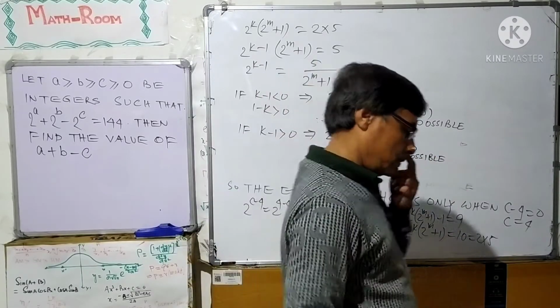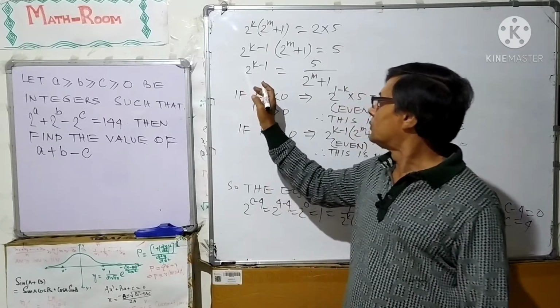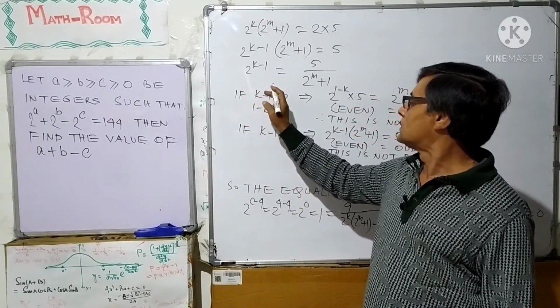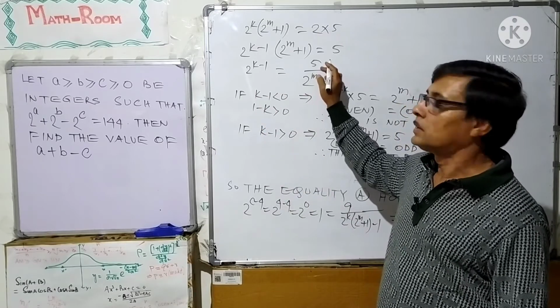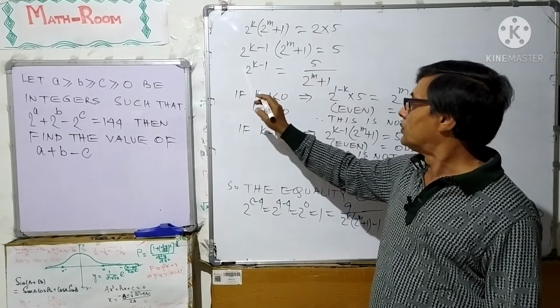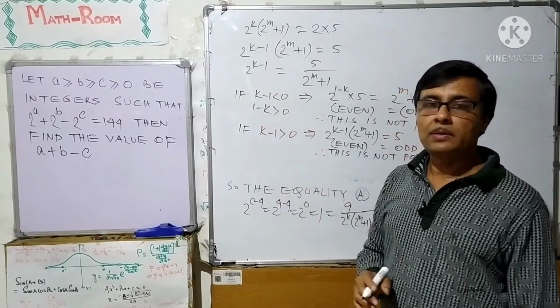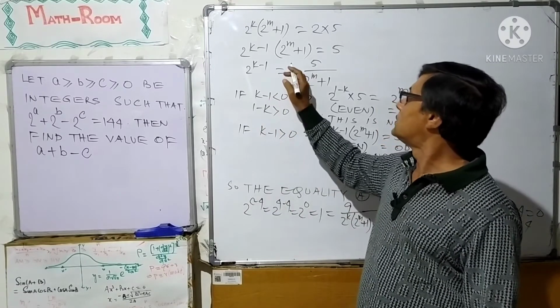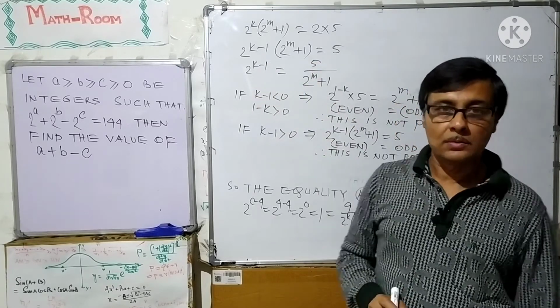So, for both cases, k minus 1 less than 0 and k minus 1 greater than 0, this equality fails to hold. So, this equality only holds when k minus 1 equal to 0.